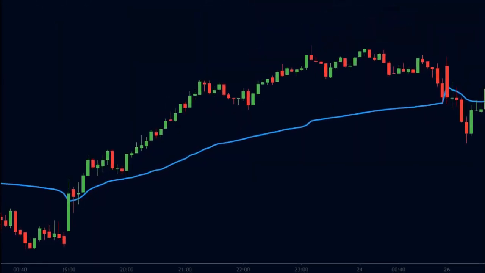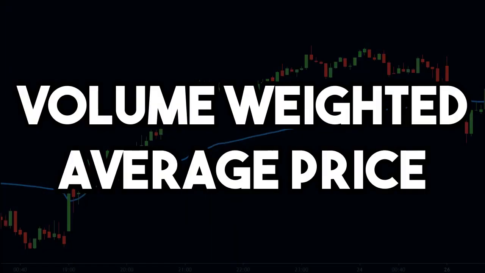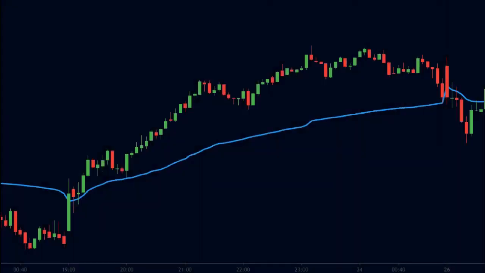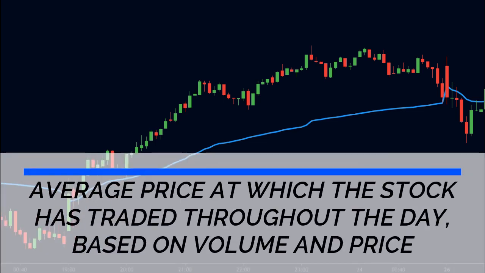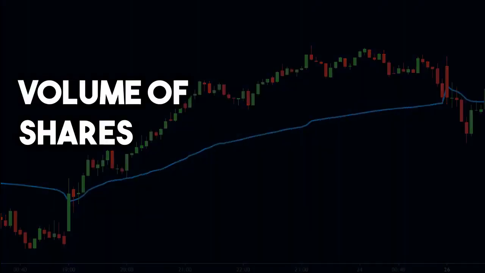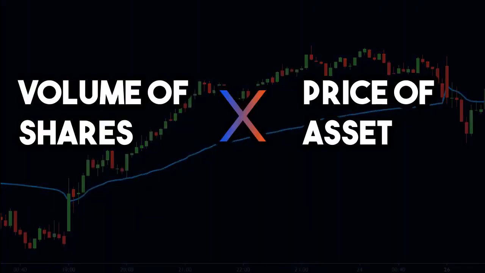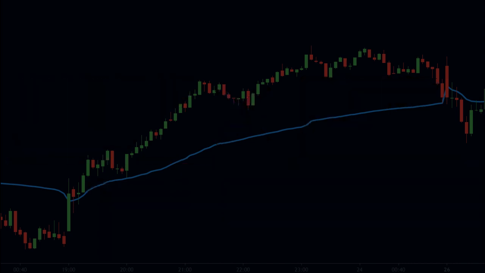Now, the third indicator is a very special indicator for those who are interested in day trading. That is the VWAP indicator. VWAP stands for Volume Weighted Average Price. The VWAP gives us the average price at which the stock has traded throughout the day, based on volume and the price. In simple terms, the VWAP can be calculated by multiplying the volume of the shares traded with the price of the asset. Then divide the total by the total volume.